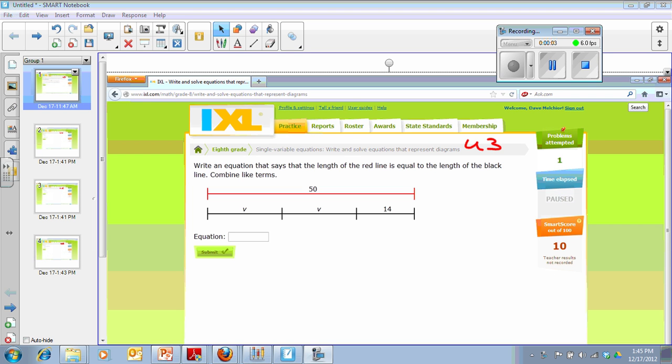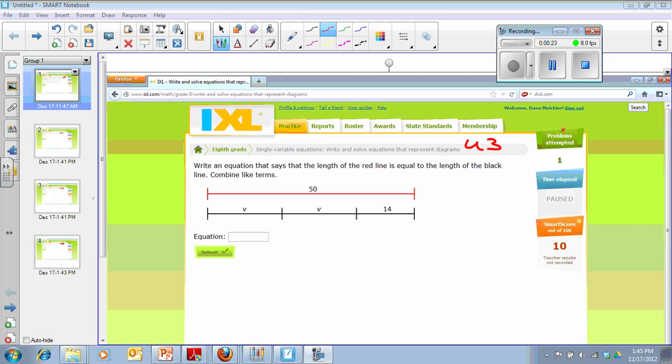This video goes with the IXL units U3, U4, U5, and U8. And I'm going to give an example of each one. We'll start with U3. The directions say write an equation that says the length of the red line is equal to the length of the black line, and you must combine like terms.